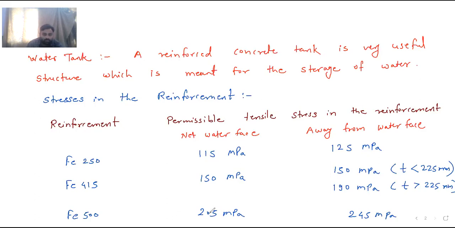Okay. So in hydraulics, you have already studied what is towards the water face, at the water face, and away from the water face. So these are the tensile stresses which are getting developed for the different grades of the steel: 250, 415, and 500. And these are the values. These values you should remember. Again, I am telling you, you should remember these values. Now we will take one GSR example for this.